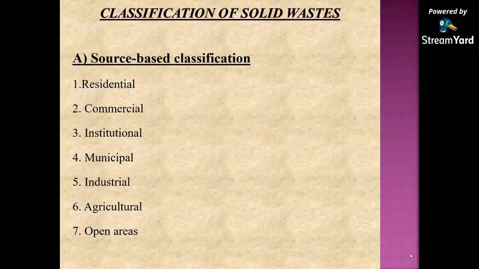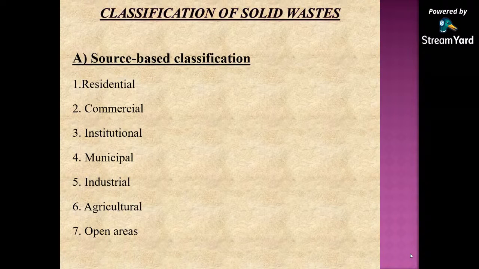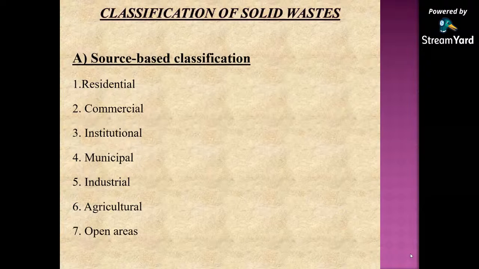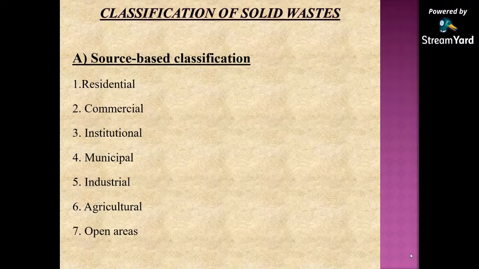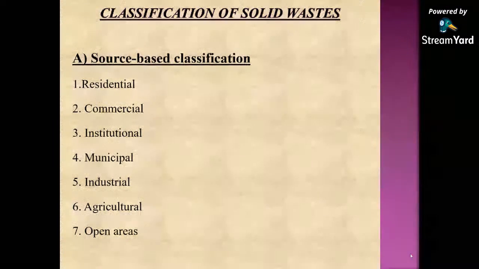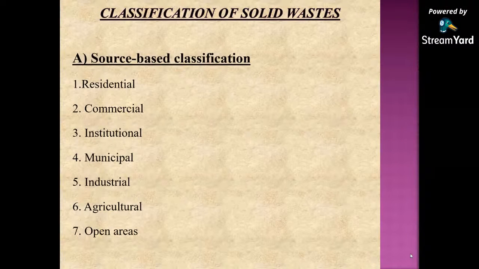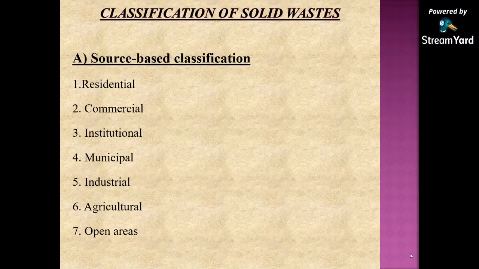Next is institutional waste. This mainly consists of waste paper, waste plastic, glasses, etc. And these are generated from educational, administrative, and public buildings such as schools, colleges, offices, etc. Next source is municipal source. This includes dust, leafy matter, building debris, etc.